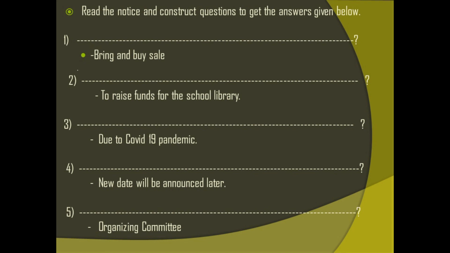The third one also, they have mentioned a reason as due to COVID-19 pandemic. So, for the third one also, we are going to use the word why. Why did they postpone the bring and buy sale? Right. The fourth answer is given as a new date will be announced later. So we can ask the question as what will the new date be?